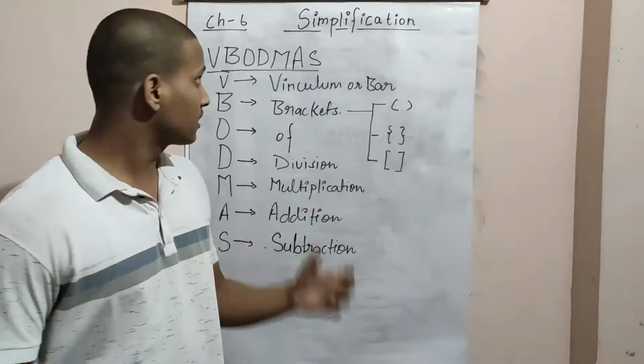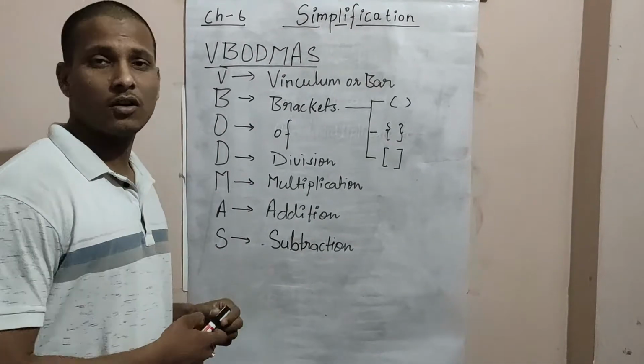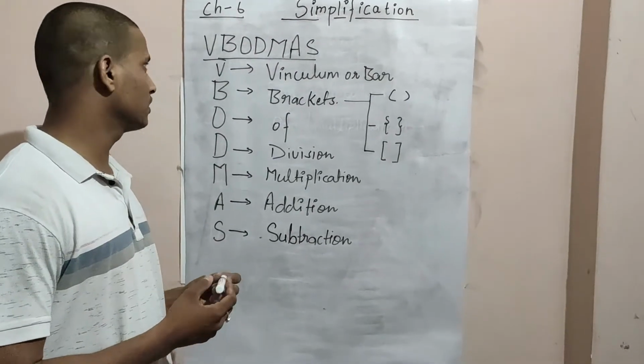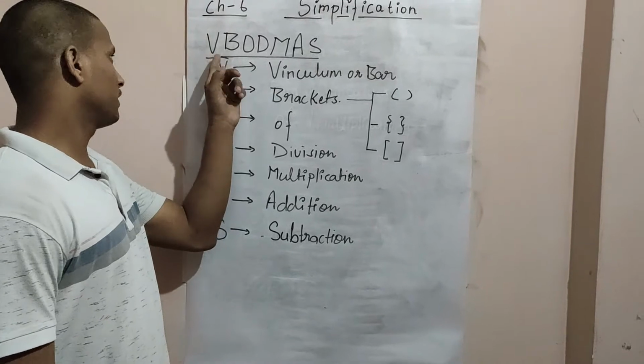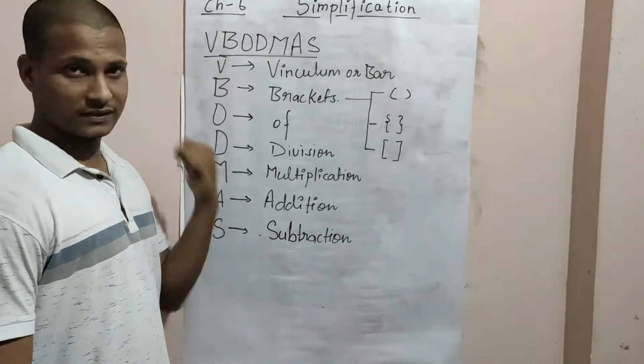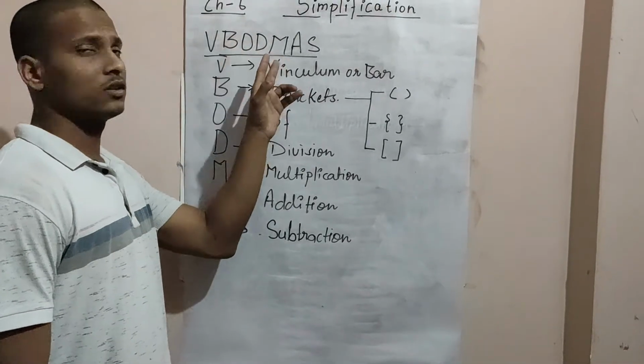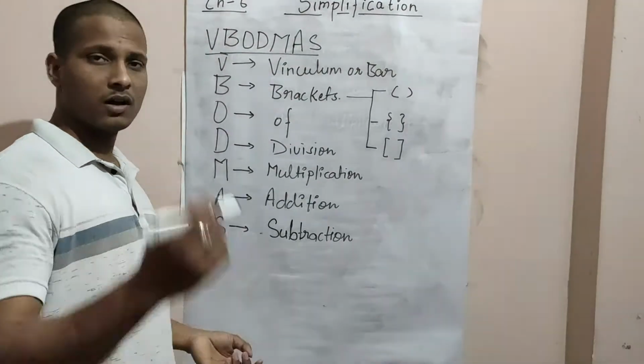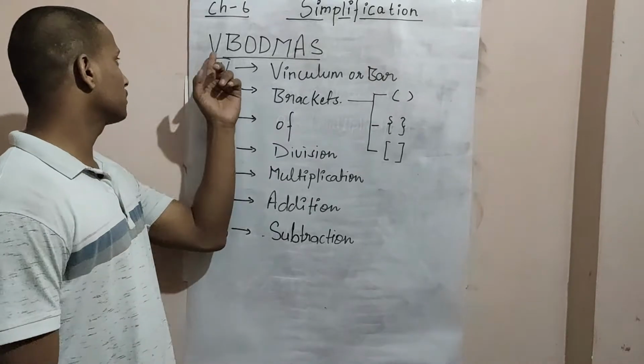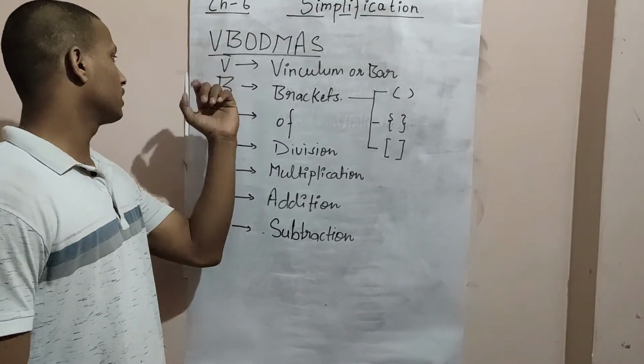Good evening, students. Chapter number 6, simplification. We have all discussed simplification in class 5. We are all aware of VBODMAS. In simplification, we follow this particular rule that is called BODMAS. We are aware of BODMAS. Now one term is added, VBODMAS.